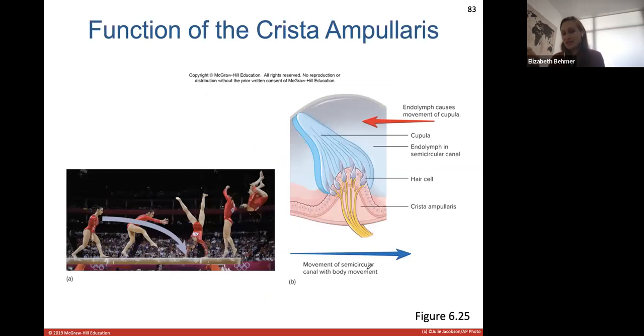So I talked about figure skating, think also of a gymnast, maybe doing a flip off of a balance beam. Her rotational movement is causing the endolymph to move the cupula, and that will in turn bend the hair cells, which will be picked up by the crista ampullaris as action potentials to then get sent up to the brain. Again, so that this gymnast will be able to maintain her composure when she lands and not be all over the place or fall over.